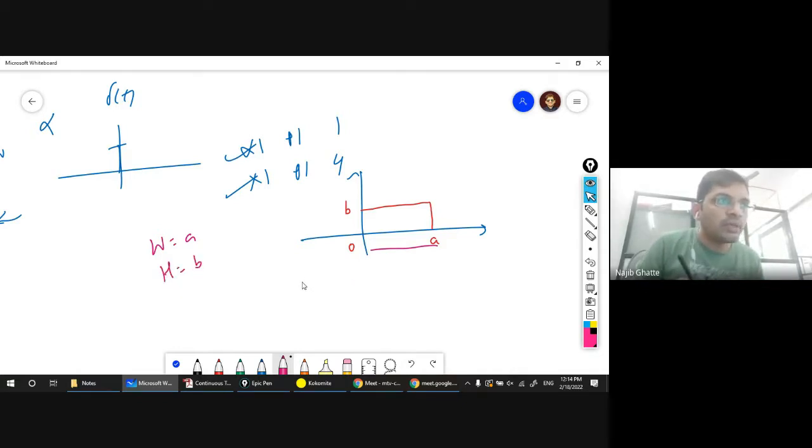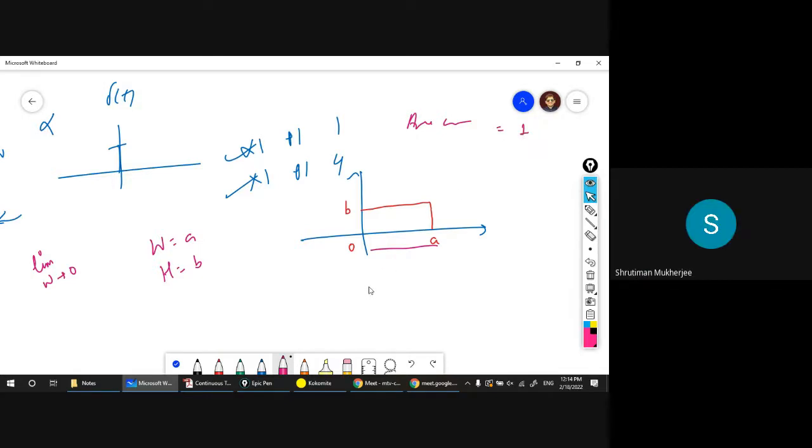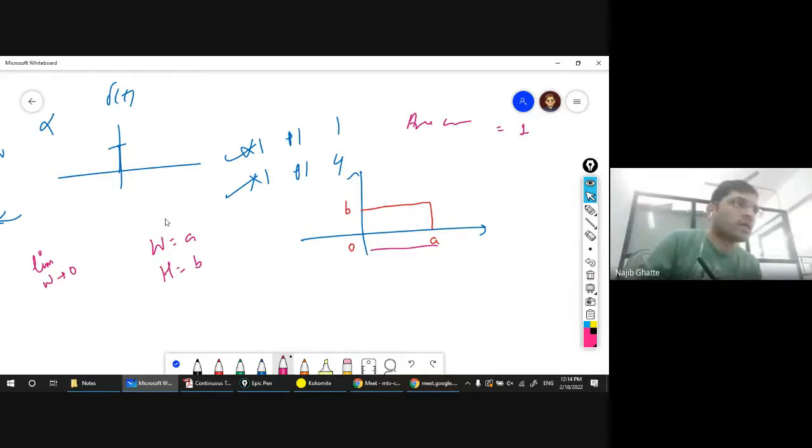Now you tell me, I want to make the width w tend to 0. What will happen? Sir, if you reduce the width, and if you want the area under a curve equal to 1, then what am I supposed to do? A tends to 0, B tends to infinity. Fantastic, sir. Therefore, obviously, B will tend to infinity. That is why you make A smaller and smaller, and take B up to the sky, saying infinity.